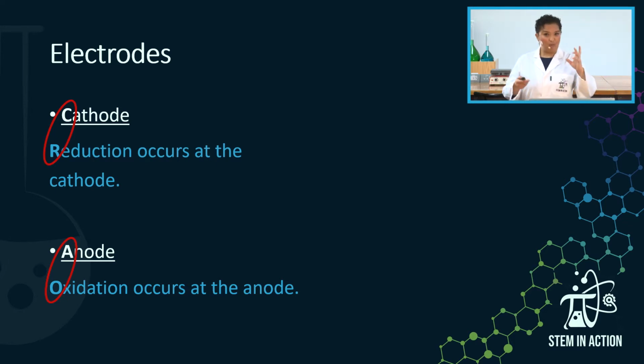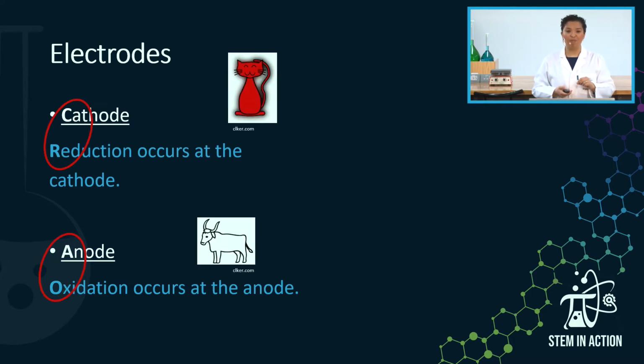But if there are some of you that really love animals, you could look at this differently. Cathode and reduction, those three letters in the beginning, a red cat, and then anode and oxidation, an ox. I don't really care what you use, but I do want to encourage you, as you learn, don't learn the way you've been taught or the way you've been shown. Bring yourself and your personality and your creativity into your learning.